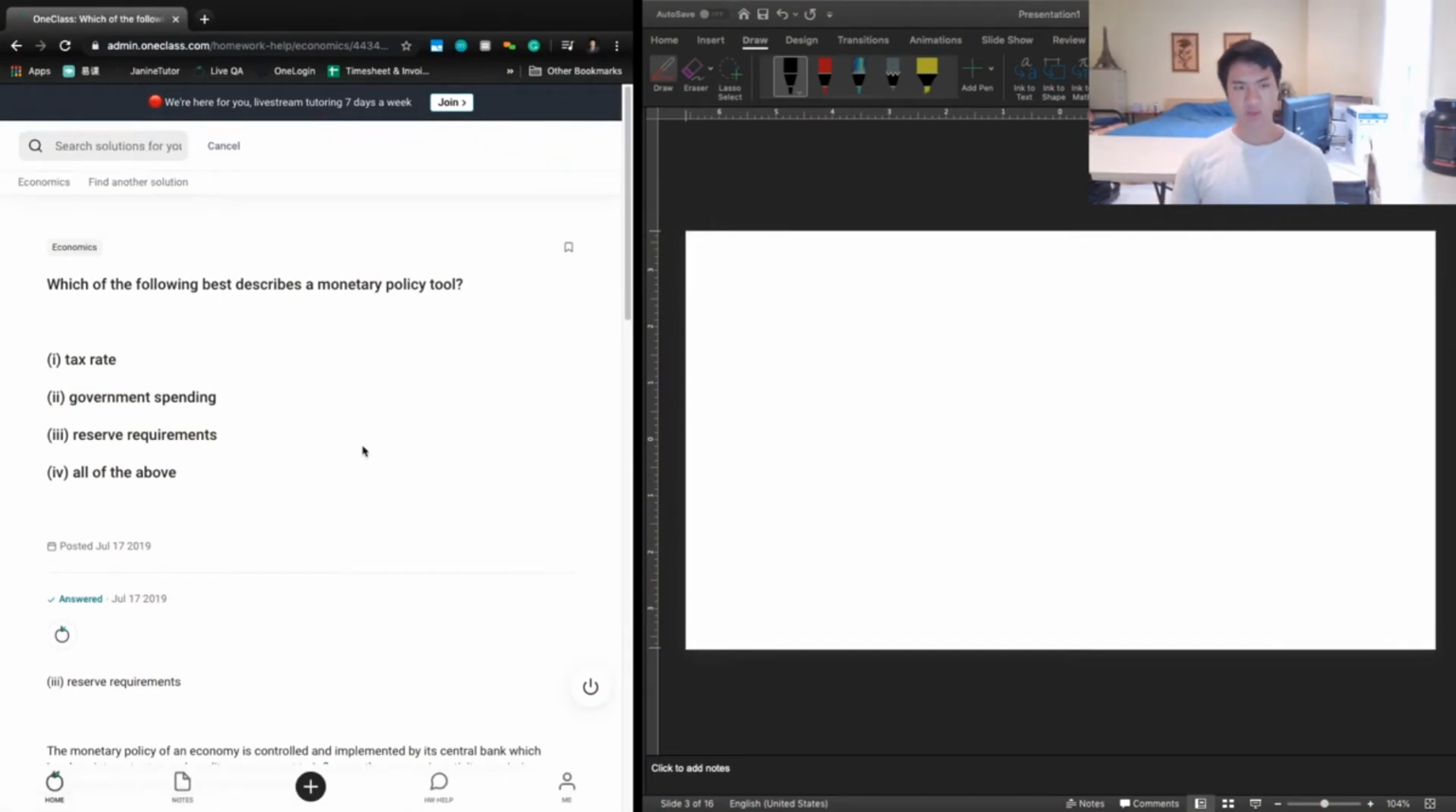So the next question says, which of the following best describes a monetary policy tool? The options are A, tax rate, B, government spending, C, reserve requirements, or D, all of the above.